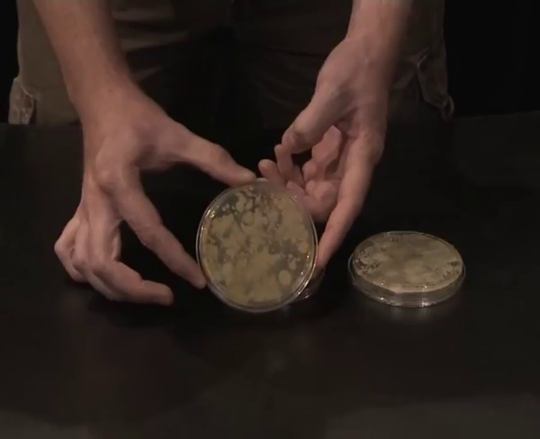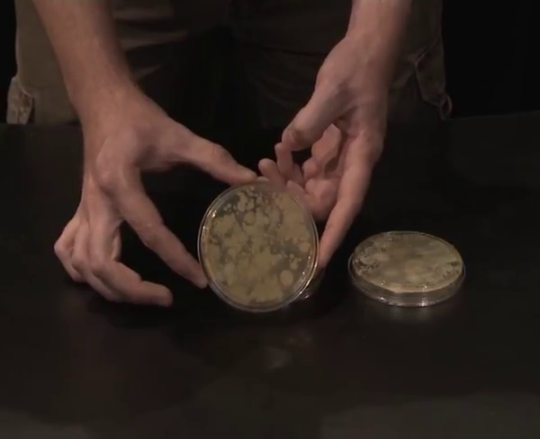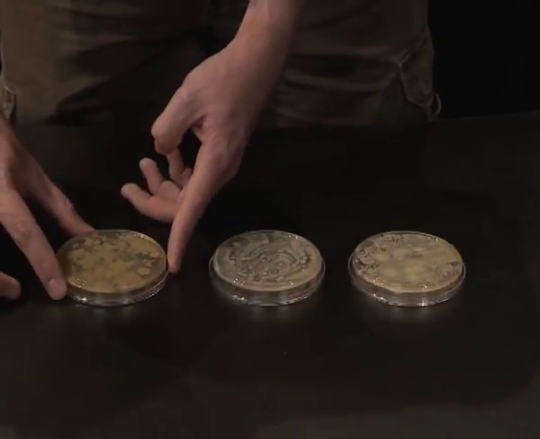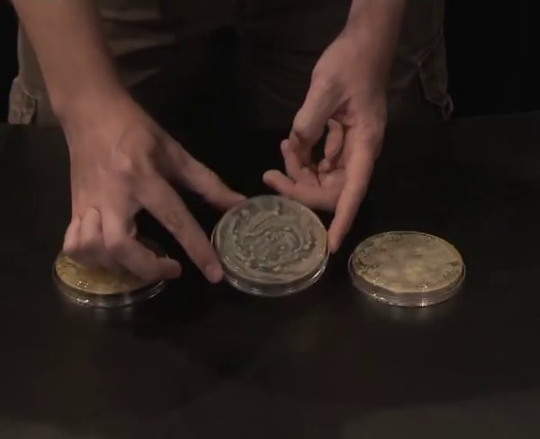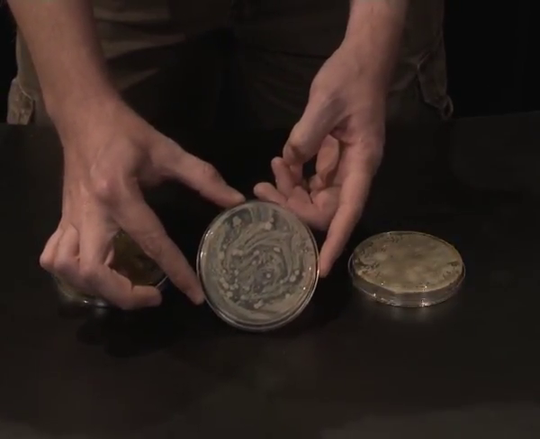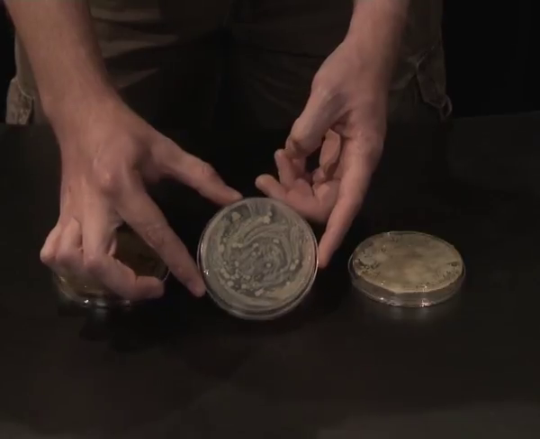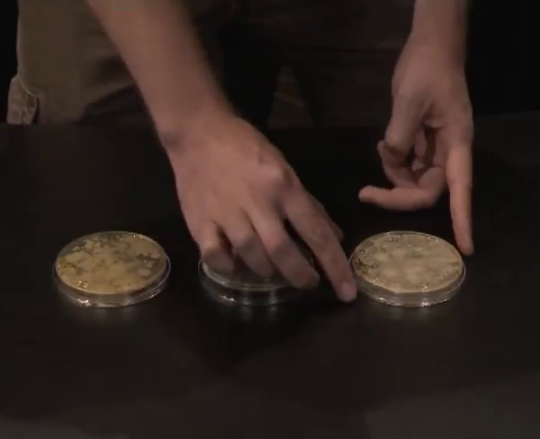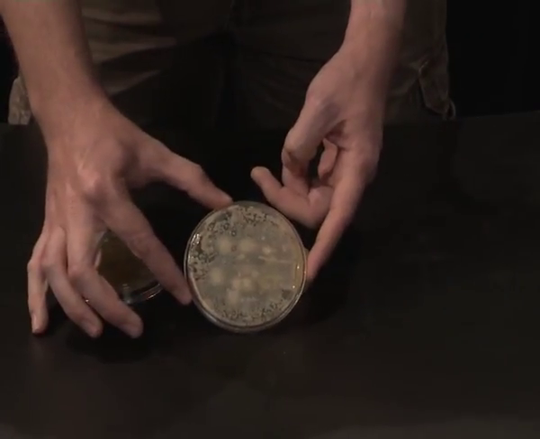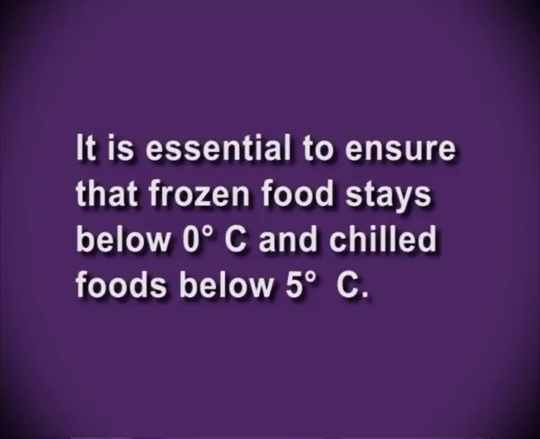Transportation of samples. The collected sample must be sent to the public analyst or analyst department, particularly where tests are to be made. It is common practice to transport chilled or frozen samples in cool boxes or refrigerated vans. It is essential to ensure that frozen food stays below 0 degrees centigrade and chilled food stays below 5 degrees centigrade.